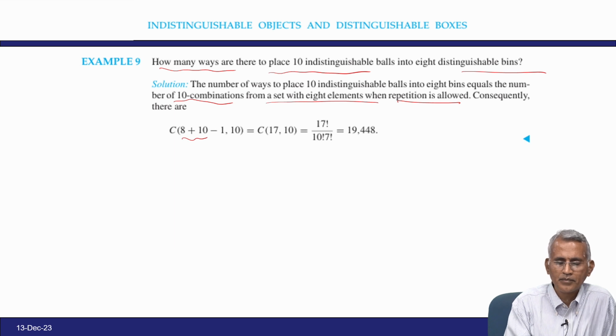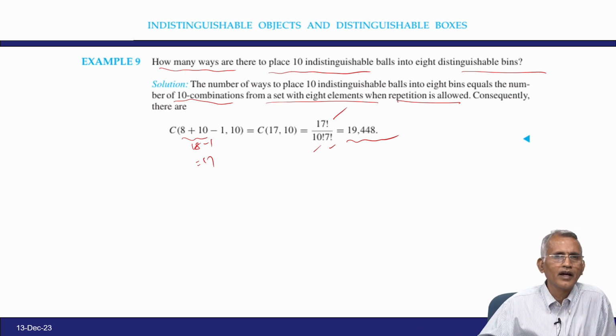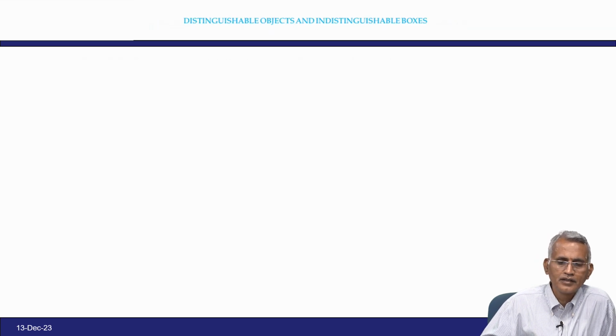So that it becomes 17C10, which is equal to what? 18 minus 1 equals 17, so 17C10 is 17 factorial by 10 factorial into 7 factorial, which is equal to 19,448. So this way we can find the indistinguishable objects and distinguishable boxes. Next, distinguishable objects and indistinguishable boxes.